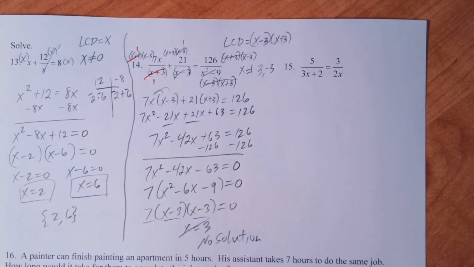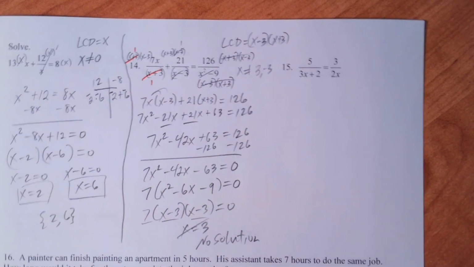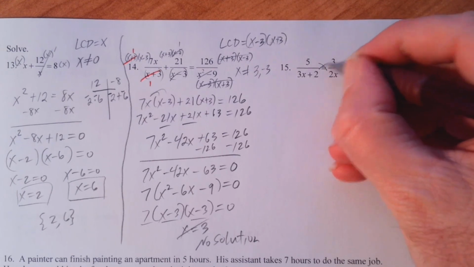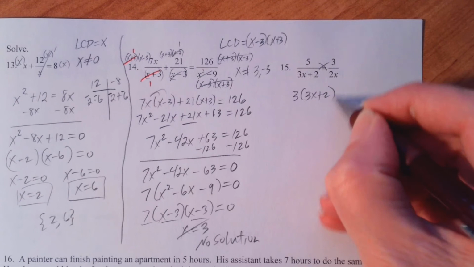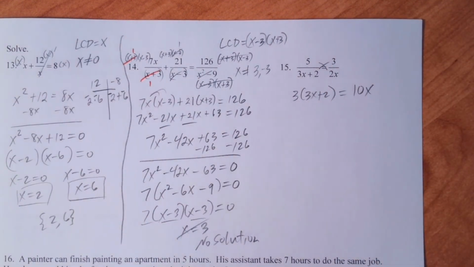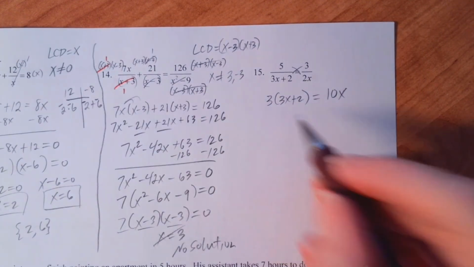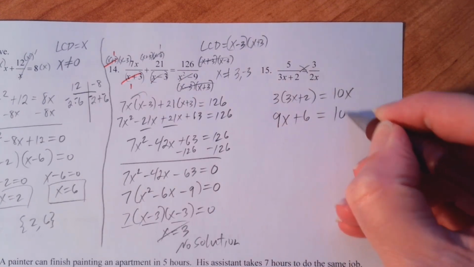Let's look at number 15. So on number 15, we have to cross multiply. Actually, before I go any further, I just want to say on 14, you could still see something like this, but when you get down to here, you will be able to factor it. All right, so here we want to cross multiply. So we know that 3 times 3x plus 2 is equal to 5 times 2x, or 10x. Doesn't really matter if you have the 10x on the left or the right. We're going to get 9x plus 6 equals 10x.